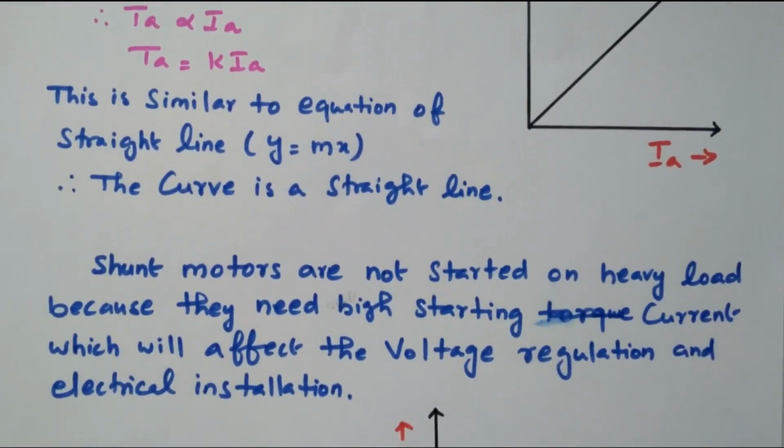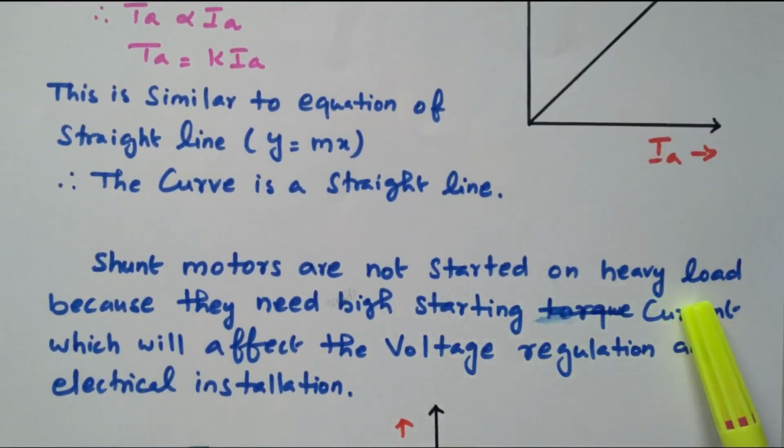Shunt motors are not started on heavy load because they need high starting current, which will affect the voltage regulation and the electrical installation. So the shunt motors are not started with a heavy load. After starting, the load can be gradually increased, otherwise it will take a large amount of current that will affect the voltage regulation as well as the electrical installation. But a series motor can be started with the loaded condition.